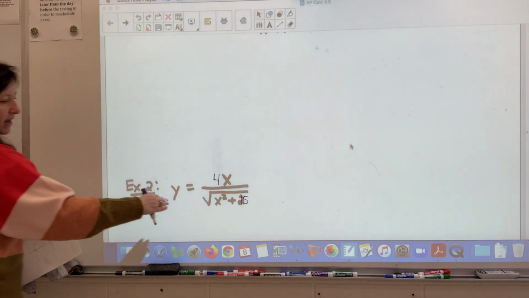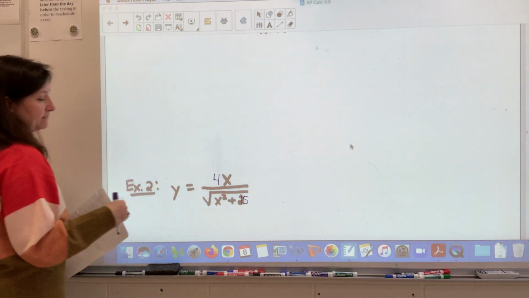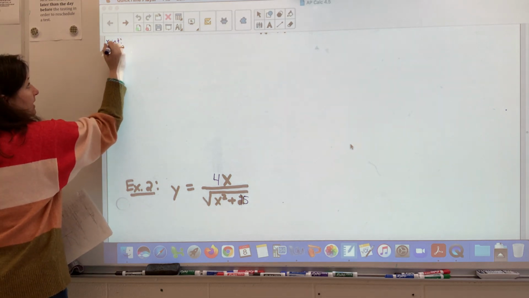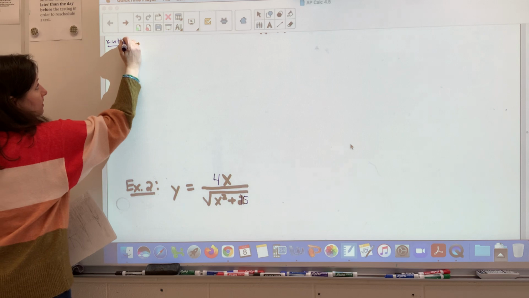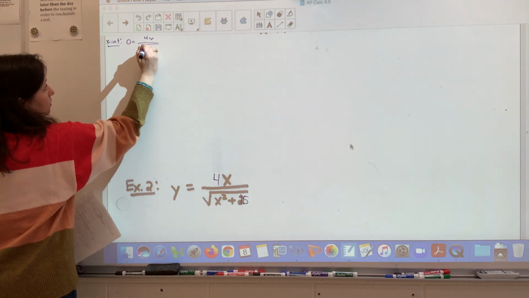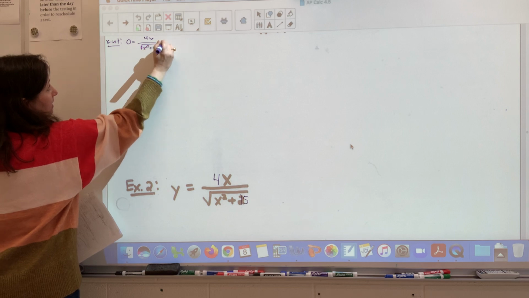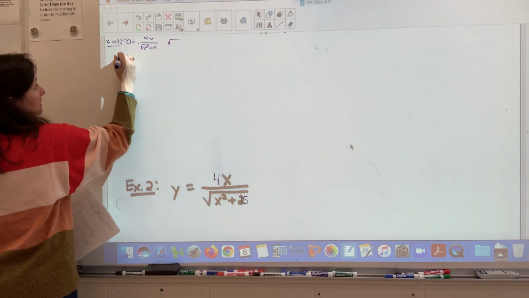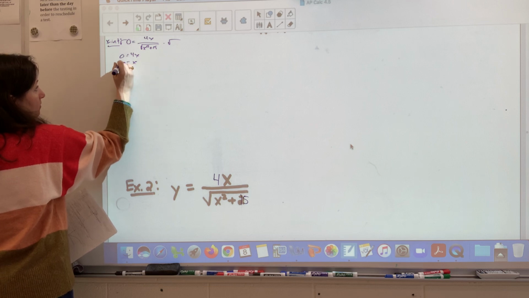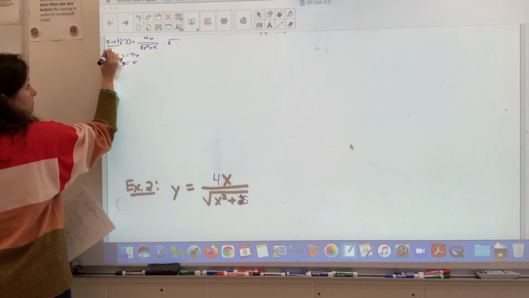So still the domain is all of our numbers. There's nothing that makes the denominator equal 0. So we're going to start with x-intercept. How do I get my x-intercept? Make my y 0. So 0 equals 4x over the square root of x squared plus 15. When I multiply both sides by the square root, it disappears. So x comes out to be 0. So my x-intercept is 0, 0.